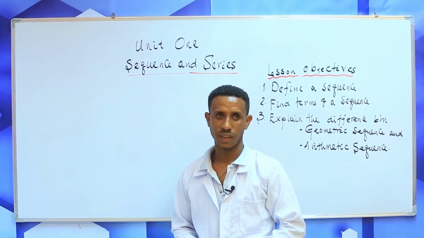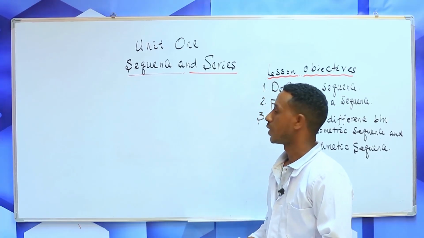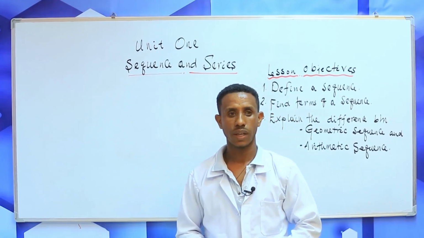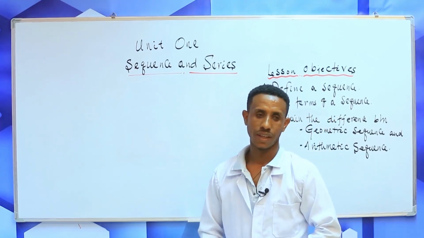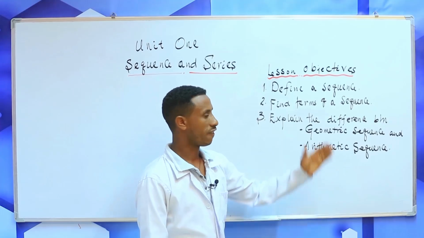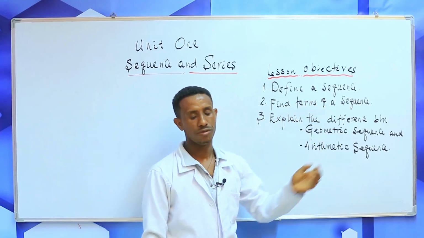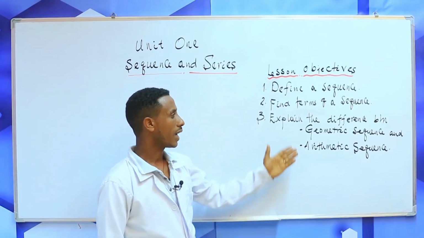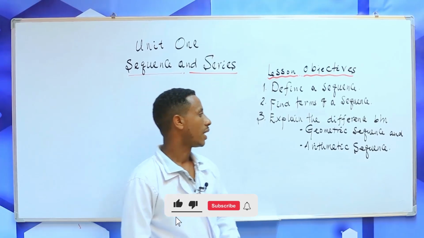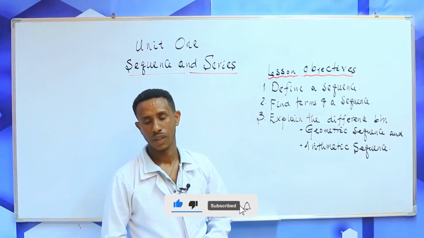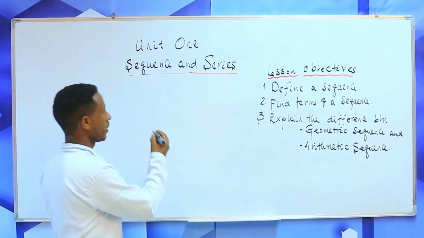I am Hafta. Today we will see some pointers on the first chapter, that is Unit 1, Sequence and Series. At the end of this class, you are expected to define what a sequence is, find terms of a given sequence, and explain the difference between geometric sequence and arithmetic sequence. Very good. Let's see first what a sequence is.